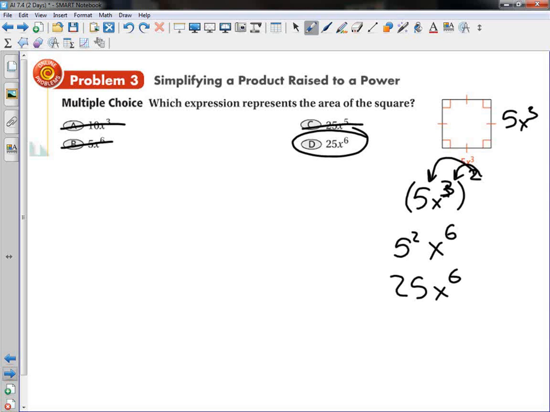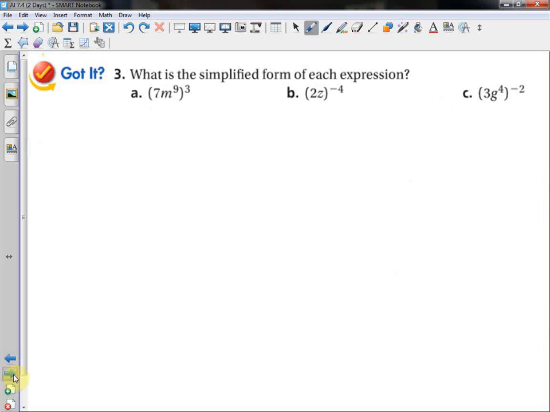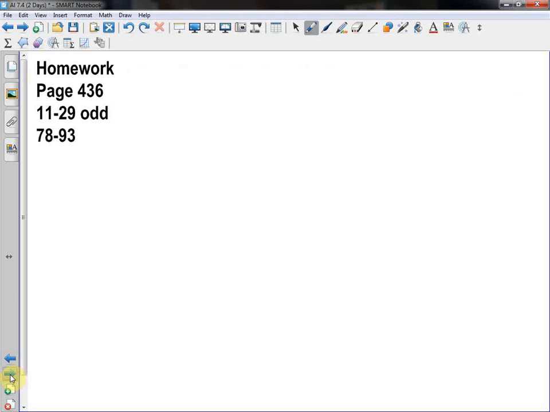All right. Moving on, here's 3 for you to try with the distributive exponent property. And here's your homework assignment.